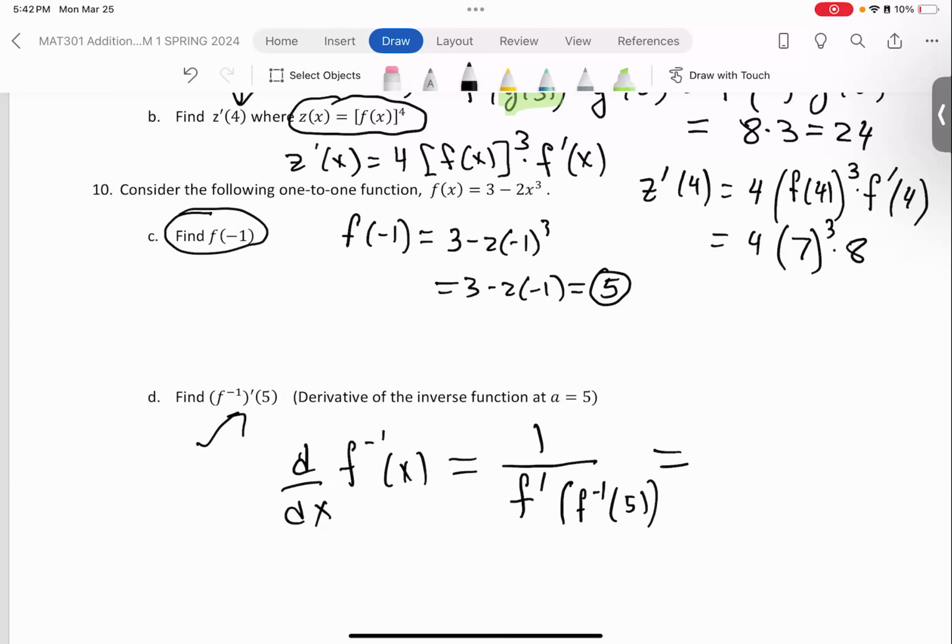The derivative of the original function and the derivative of the inverse are reciprocals. They are 1 over. So what do you do? You find the derivative of this function. Like, what's the derivative? Negative 6x squared, okay? So the derivative of the inverse is going to be this thing here, but reciprocal, meaning it's going to be 1 over it.